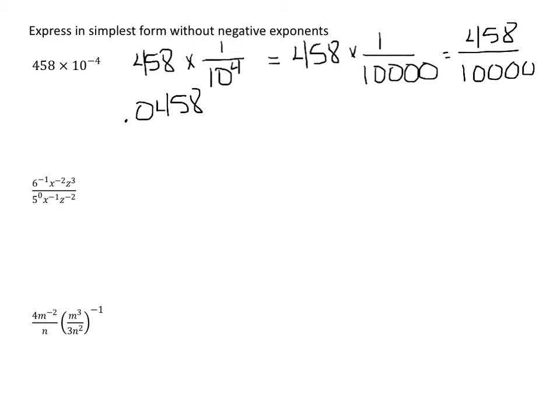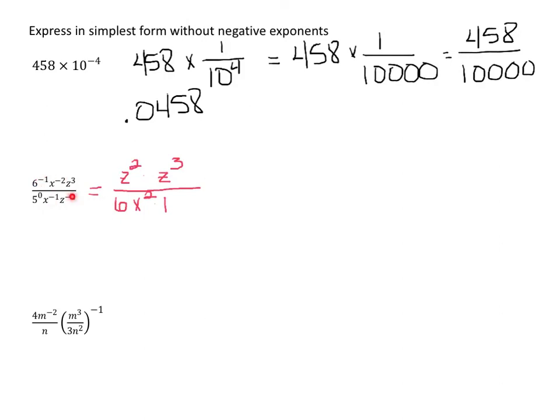Okay, taking a look at the next one. These get quite a bit more complicated, although the same rules will apply. 6 to the negative 1 means that 6 goes in the denominator. X to the negative 2 means that x squared goes in the denominator. Z cubed means that z stays in the numerator. 5 to the 0 means that that's just 1. Z to the negative 2 means that z squared goes in the numerator. So anytime you see a negative exponent, you move it to the other part of the fraction.